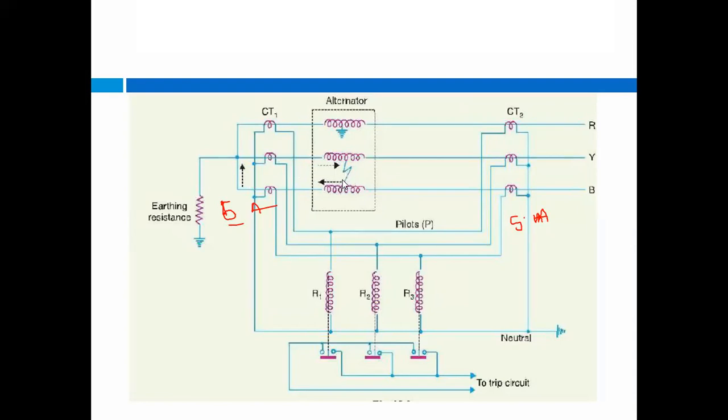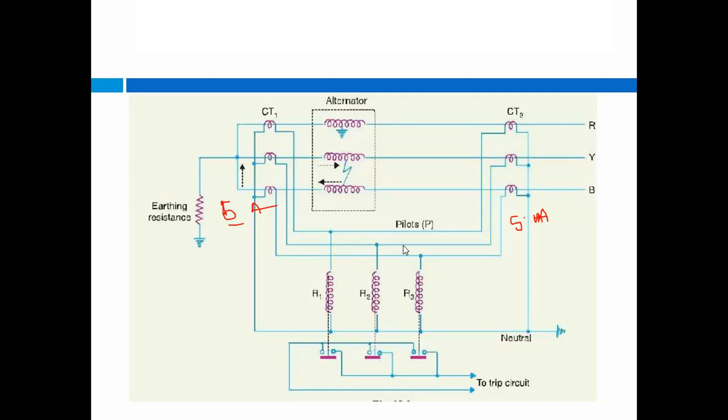That is nothing but the phase-to-phase fault, and it is also called line to line fault. For that we are considering here the Y phase and B phase. If the fault is occurring between Y and B phases, then the current increases too much, that current will be more.